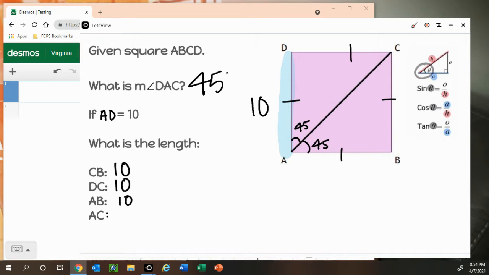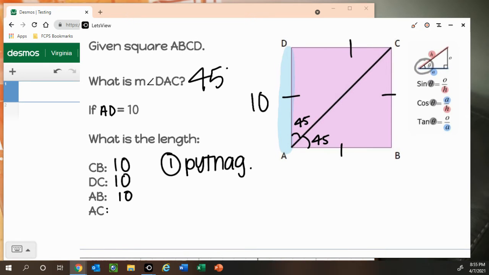Lastly, our diagonal AC. I'm going to show you two different ways. One is Pythag, the Pythagorean theorem. We're going to use that. So I'm going to just redraw our triangle. We really have two right triangles we can work with. I'm going to redraw that. We have A, C, B. We know that these sides are both 10. And this is our unknown, our little question mark.